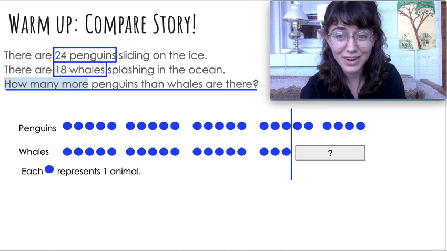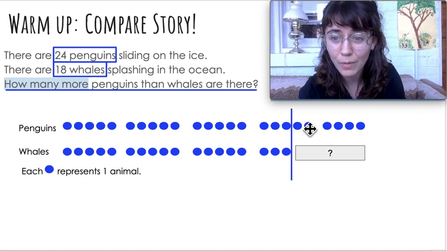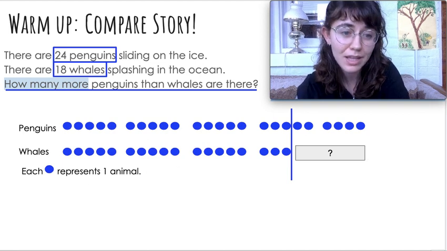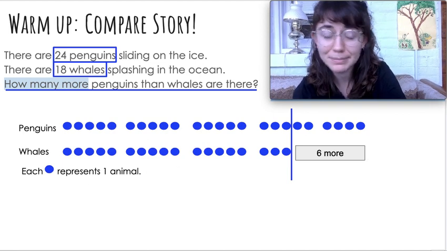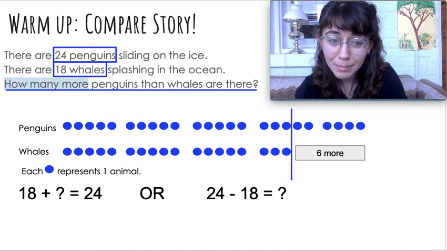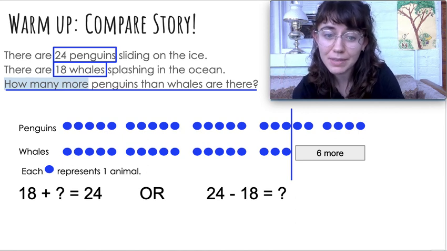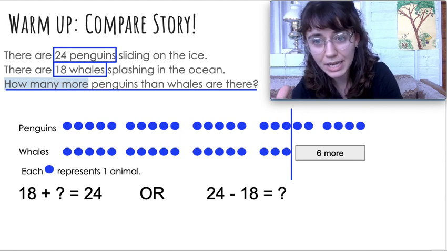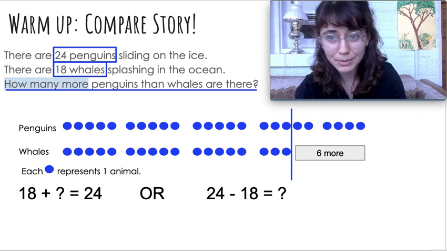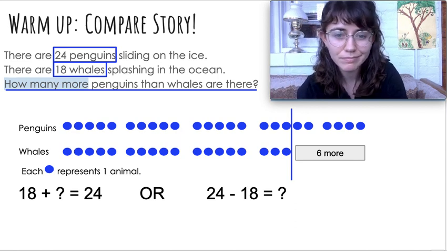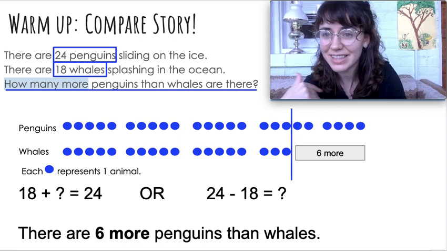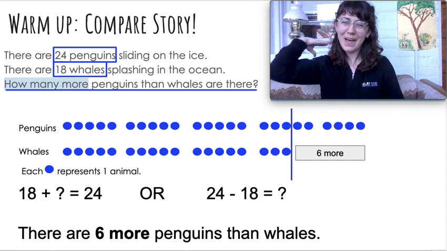So now that we've done our drawing, it's super easy to just count. We've got 1, 2, 3, 4, 5, 6 more penguins than whales. So I'd say 6 more. For our number sentence, we could write 18 plus something equals 24, or 24 minus 18 equals something. Both of those would be number sentences that represent the problem. And our answer is that there's 6 more penguins than whales. Give yourselves a pat on the back.